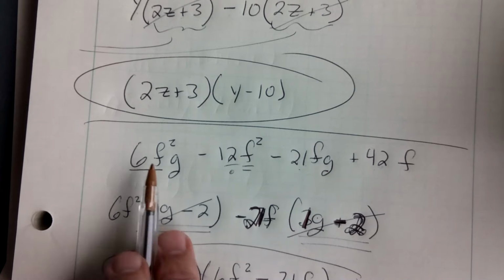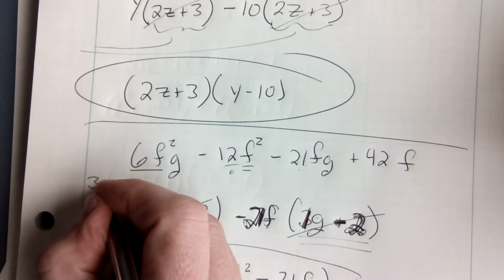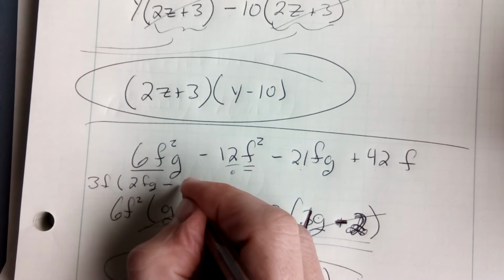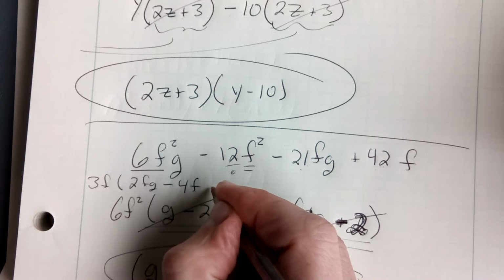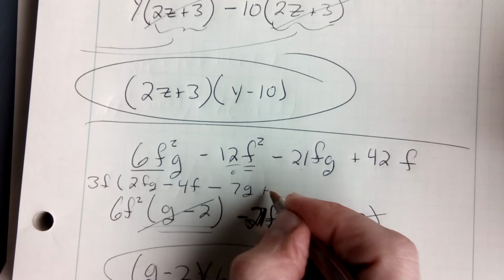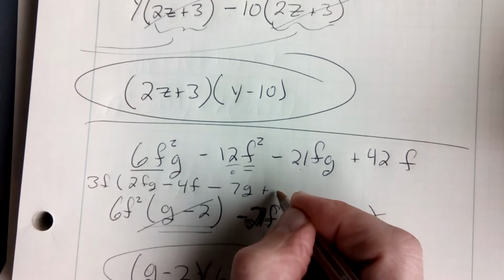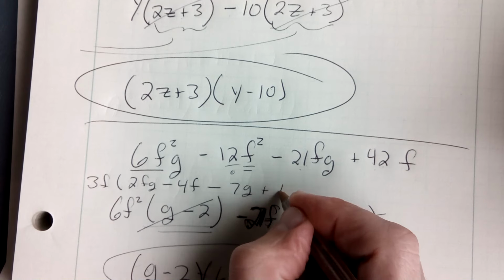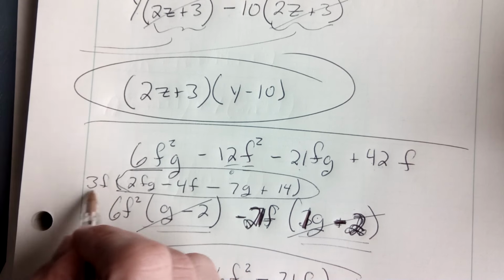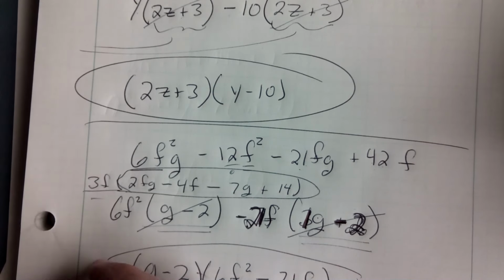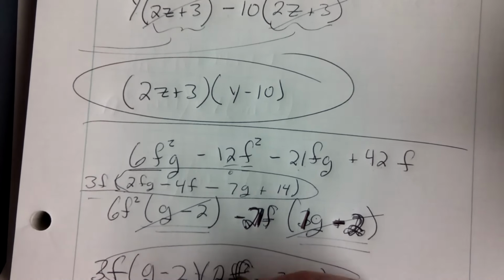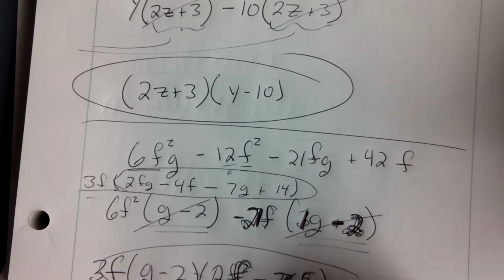I should have factored out a 3f and then written 2fg minus 4f minus 7g plus 42 divided by 3 is 14. And then factored that by grouping with the 3f in front. But now I've got to take the time to write out a 3f here, change that to a 2f, and change this to a 7 with no f. And that got very, very messy.